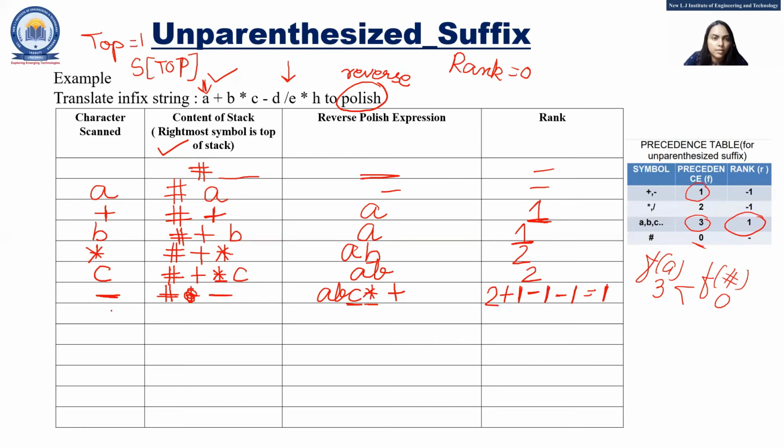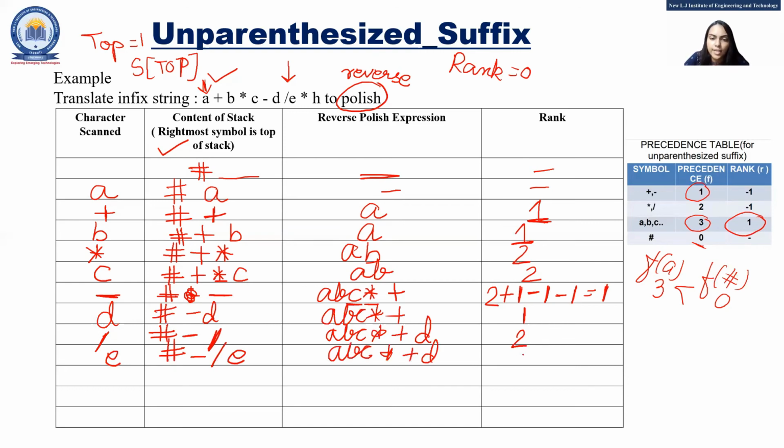Now next one is D, right? So again, minus and D. D has higher precedence. So we are just pushing it on the top of the stack and this remains same. Now comes slash. So again, minus and D, D has greater precedence. So ABC star plus D is popped out, rank increases by 1 and we are pushing the slash symbol. Now E, hash minus slash E is pushed, ABC star plus D remains same, 2.